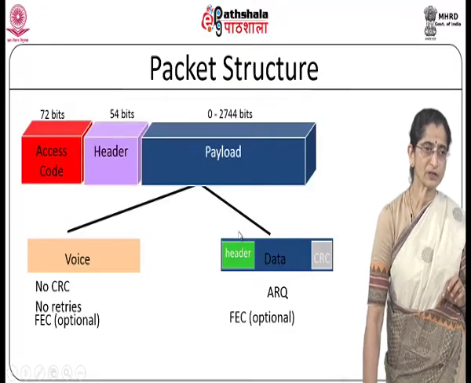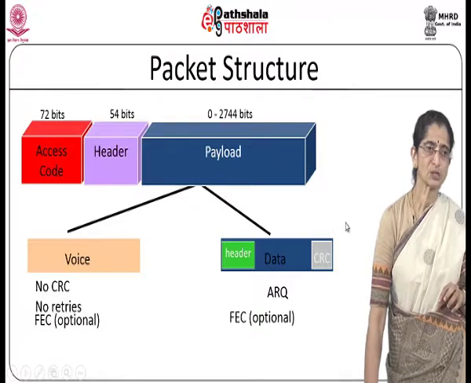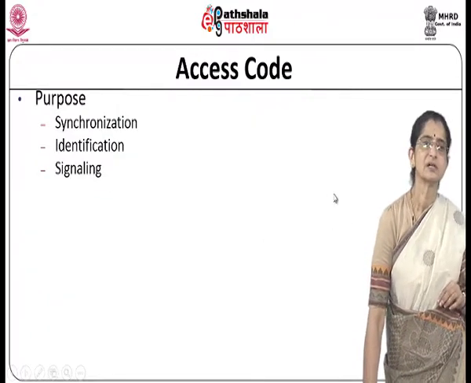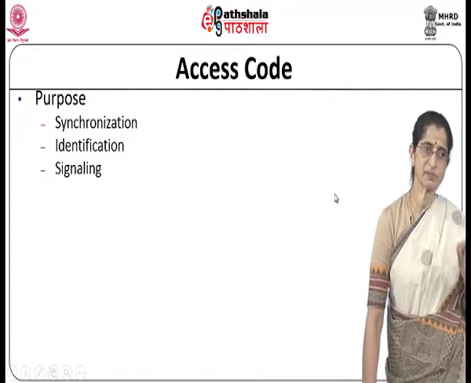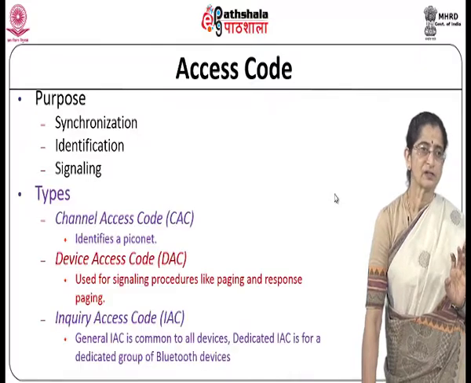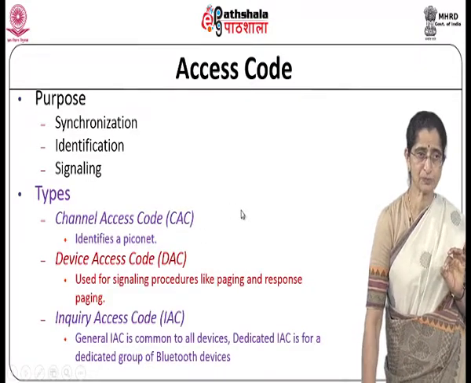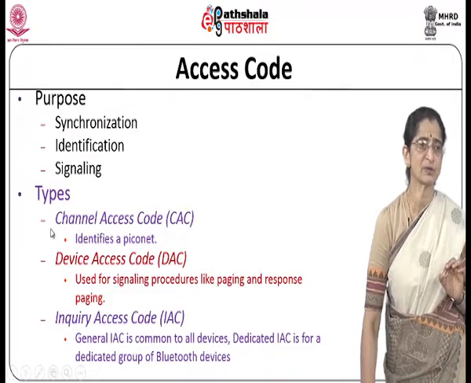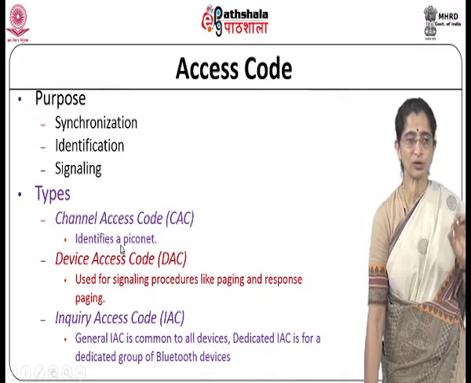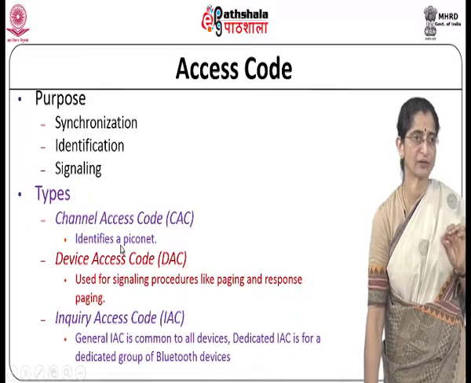Now we talked about something called an access code. What does this access code consist of, and what is its purpose? The purpose of the access code is basically to provide synchronization, identification and signaling. Among the different types of access codes, there is the channel access code, the CAC. The channel access code identifies a particular piconet. It's a piconet identifier kind of thing.